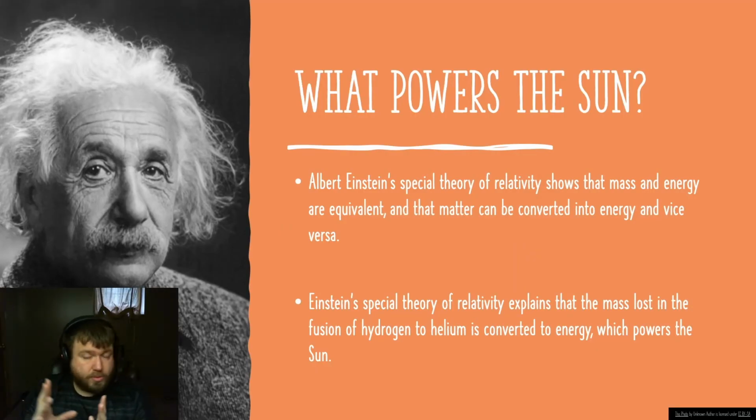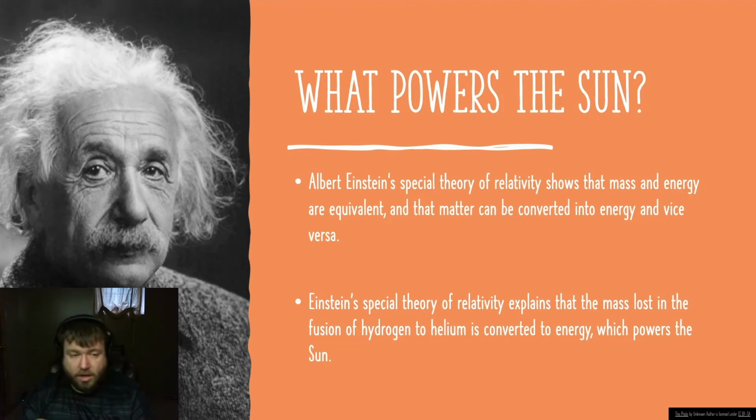Now, this is going to tie into a theory that was put out by Albert Einstein. Albert Einstein's special theory of relativity shows that mass and energy are equivalent, and that matter can be converted into energy and vice versa. Hang on, don't give up yet. Einstein's special theory of relativity explains that the mass lost in the fusion of hydrogen to helium is converted to energy, which powers the sun.